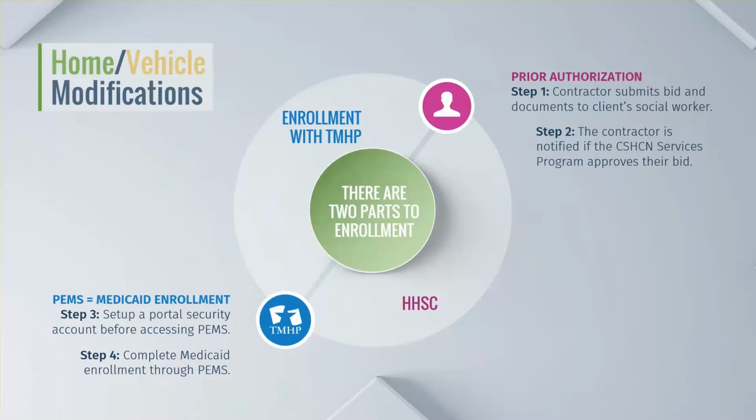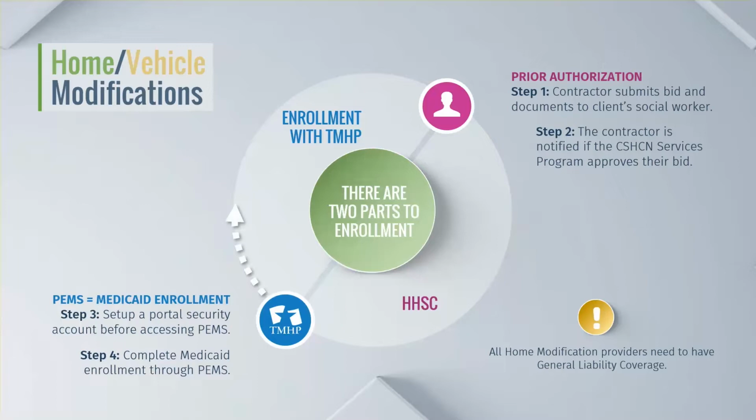To enroll, a provider must enroll with TMHP's Provider Enrollment and Management System, also known as PEMS. FSS providers must use PEMS in order to enroll as a Medicaid provider. If you haven't previously enrolled into Texas Medicaid in the past, you will need to set up a portal security account before accessing PEMS. Step 4. Complete your Medicaid enrollment through PEMS. Important: all home modification providers need to submit proof of general liability coverage when enrolling with PEMS.